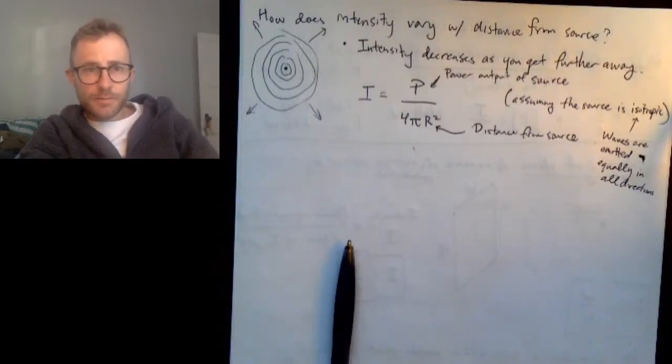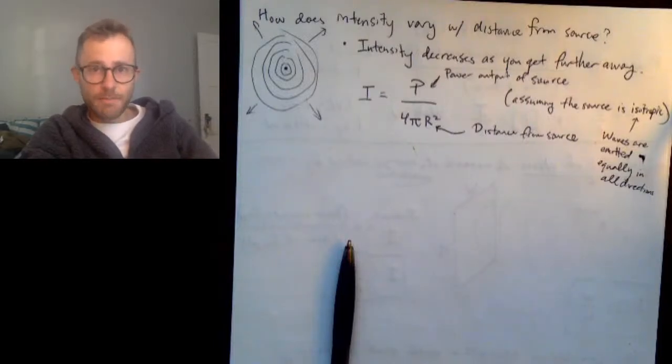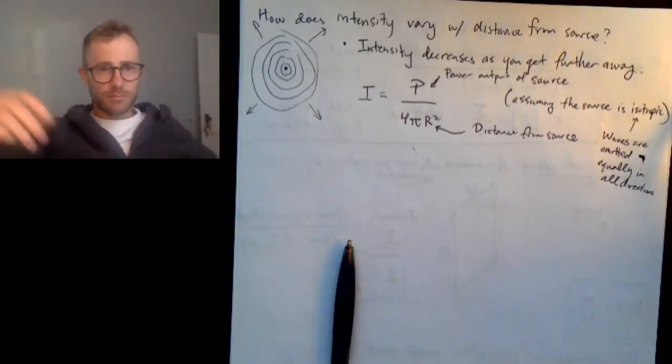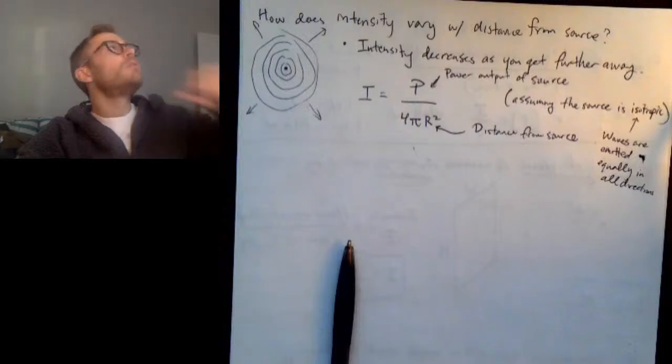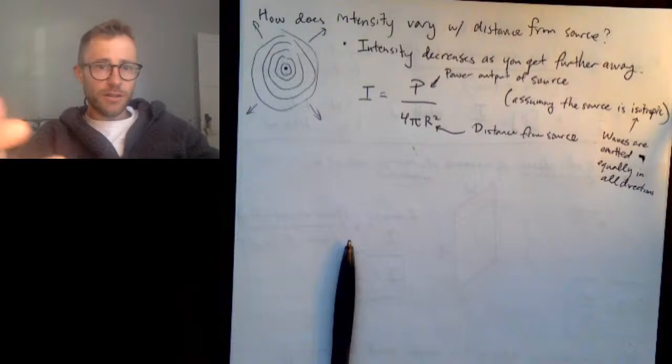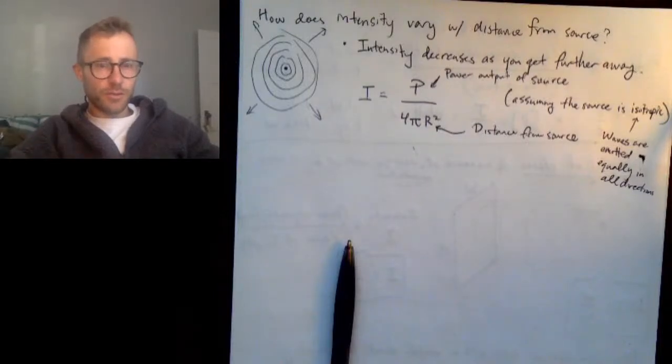But there are other sources of waves that are isotropic. A great example is the sun. The sun equally emits light in every direction, okay? So we would say that it is an isotropic source.